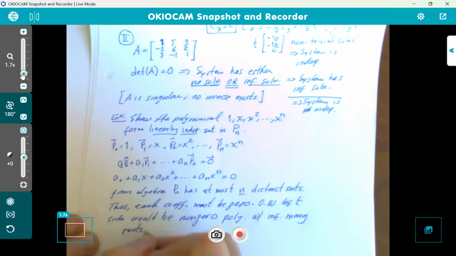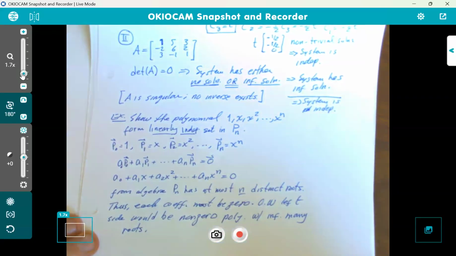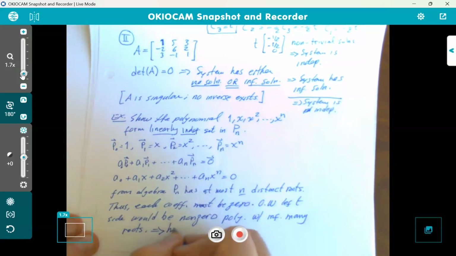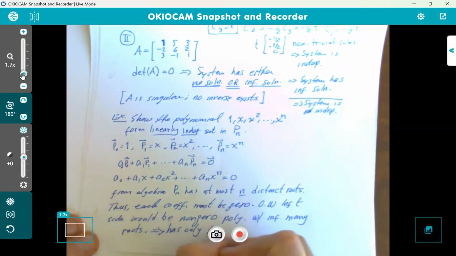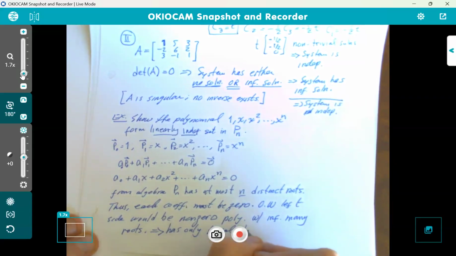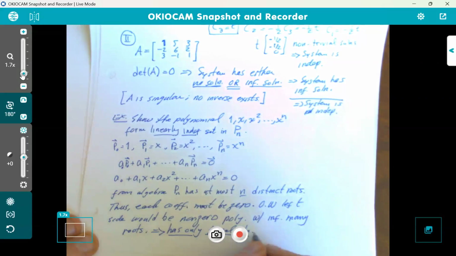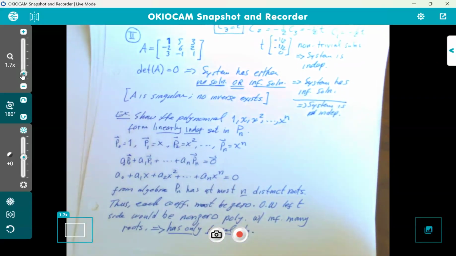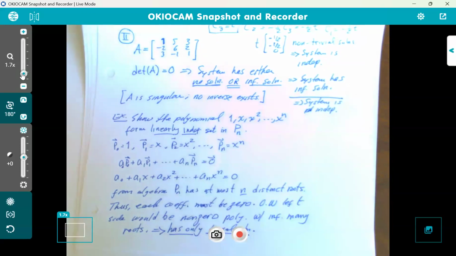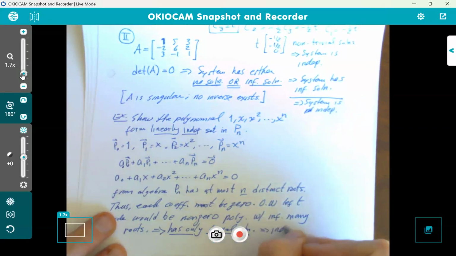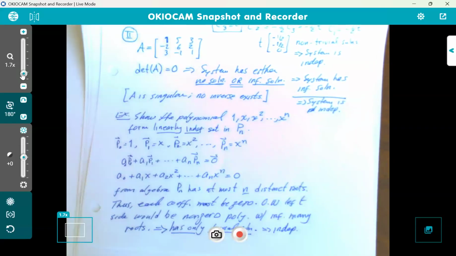Infinitely many roots. Okay. Therefore, this has only the trivial solution. It has only the trivial solution. So that means if it has only the trivial solution, then it's linearly independent. So independent. Therefore, the set is a linearly independent set. Okay. All right.